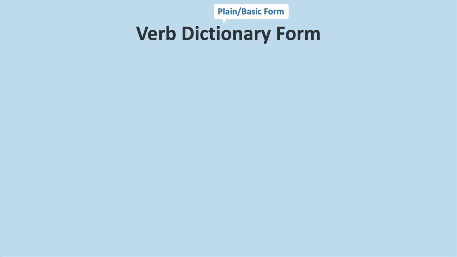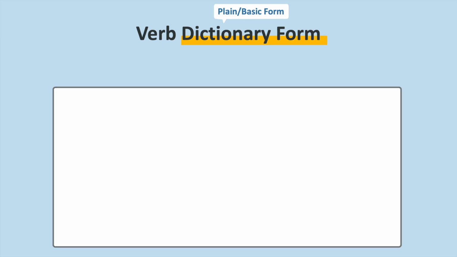In Japanese, the plain form or the basic form of verbs is called the dictionary form, because that's the one you will find in dictionaries. And Japanese verbs are categorized into 3 groups.